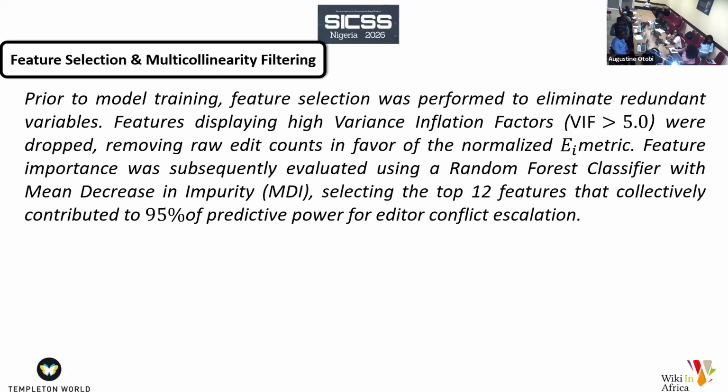Feature selection and multicollinearity filtering. Prior to model training, this was what I did with the data. Feature selection was performed to eliminate redundant variables, feature scaling, all of that. Any of the things you did with that data, you mention here, including your EDA, including how you identified which should be the X variable and which should be the Y variable. Go to the next slide, please. Next.